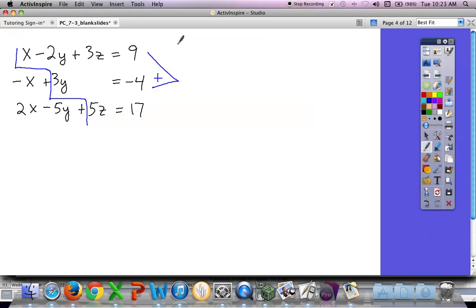So the first row is still x minus 2y plus 3z equals 9. The second row we're going to replace with the sum of the first and second equations. x plus negative x cancels, so just leave it blank. Negative 2y plus 3y is y. 3z plus 0 is 3z. And 9 plus negative 4 is 5. And then 2x minus 5y, the third equation, didn't change yet.